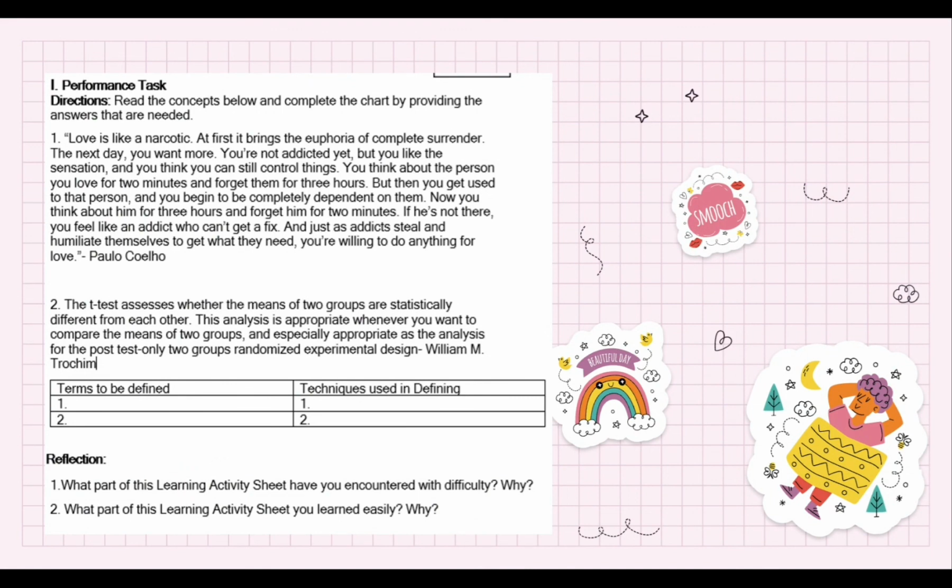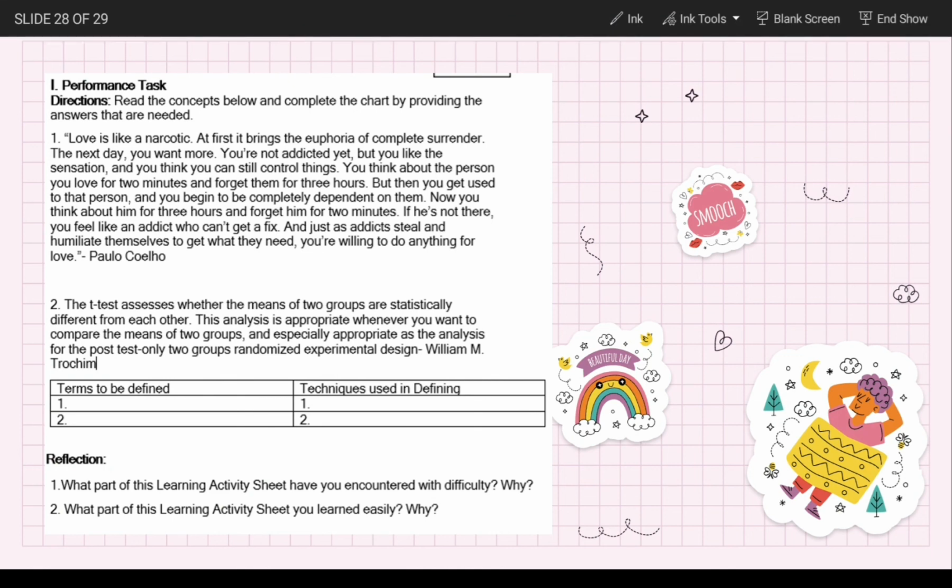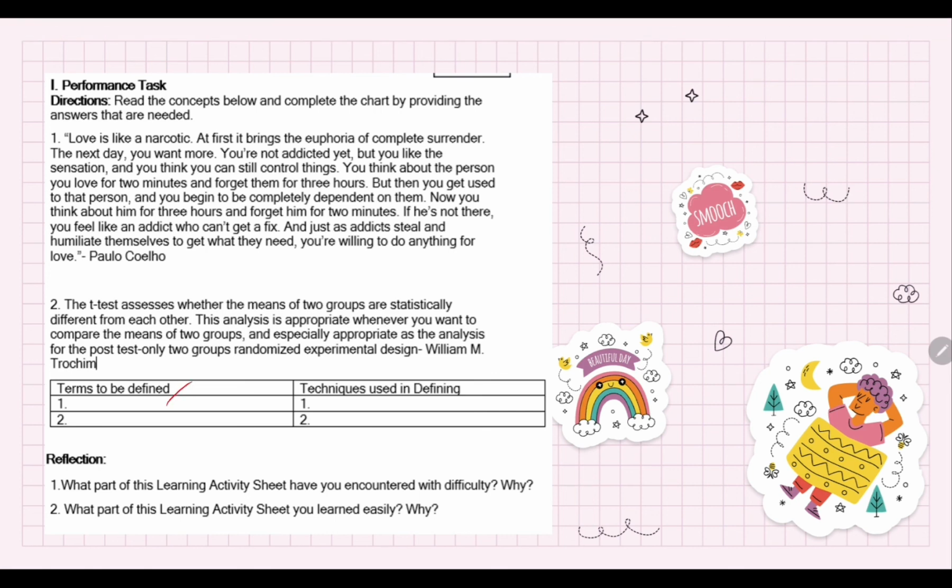For the performance task, there are 2 paragraphs that you will use in order for you to accomplish the table below. So as you can see here, there are 2 columns, terms to be defined and techniques used in defining. And there are 2 rows numbered 1 and 2. So for the first row, number 1, all you have to do is to write the term being defined in paragraph 1, and then on the next column, write the techniques used in defining that word in paragraph 1. So the same is done on paragraph 2. You write here the term being defined in paragraph 2 and the techniques used in defining the term in paragraph 2.